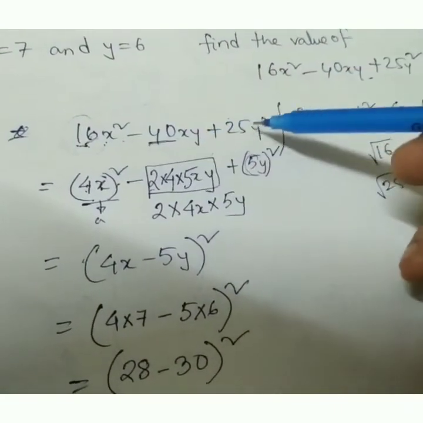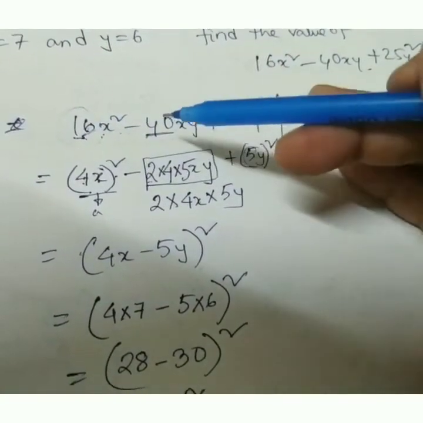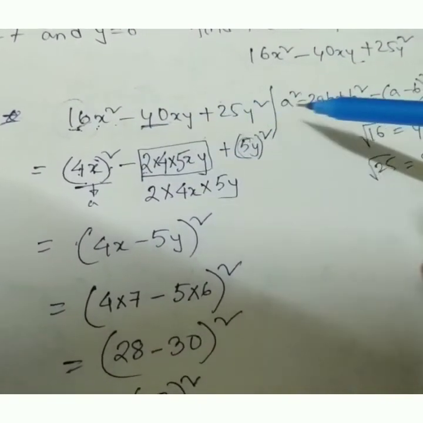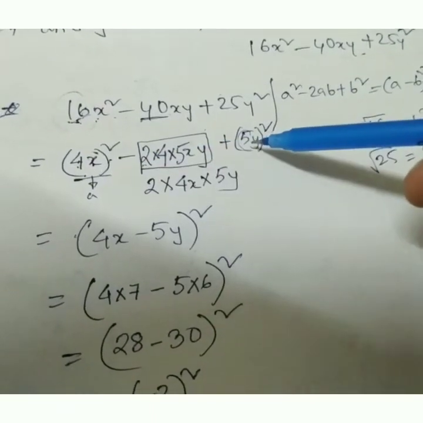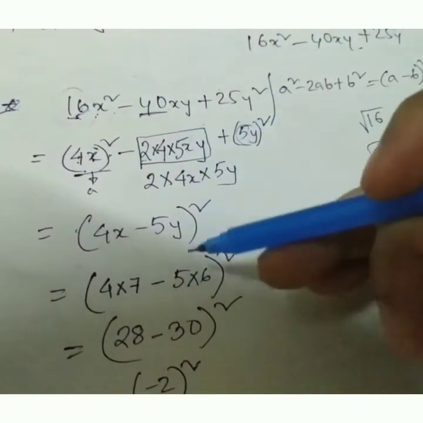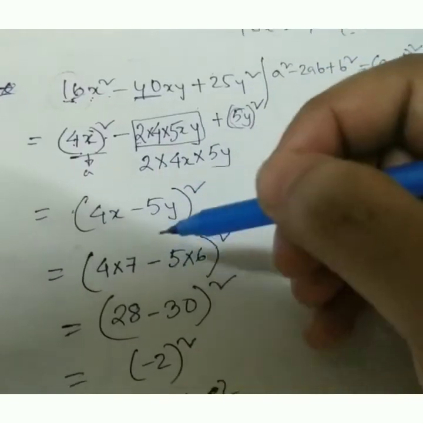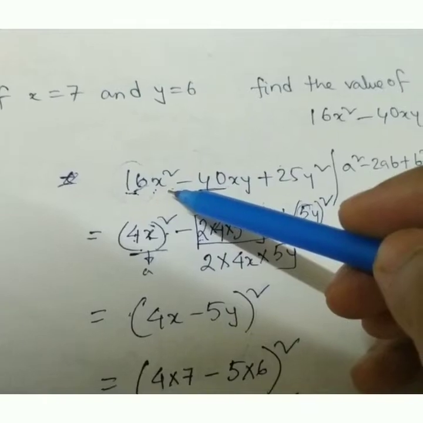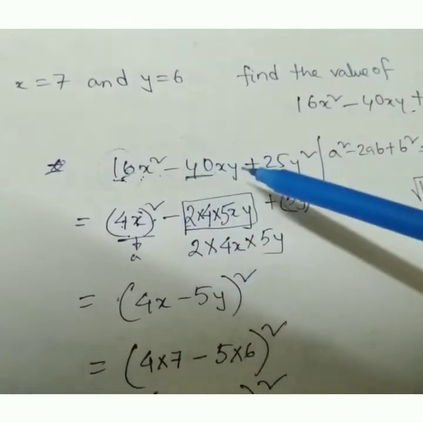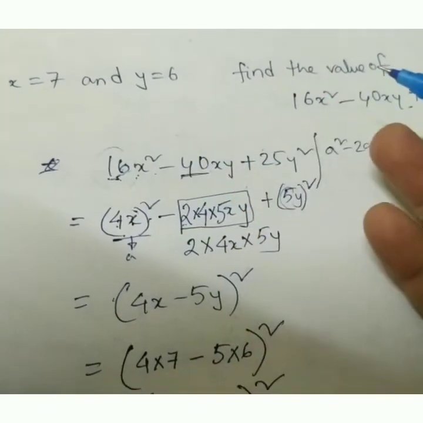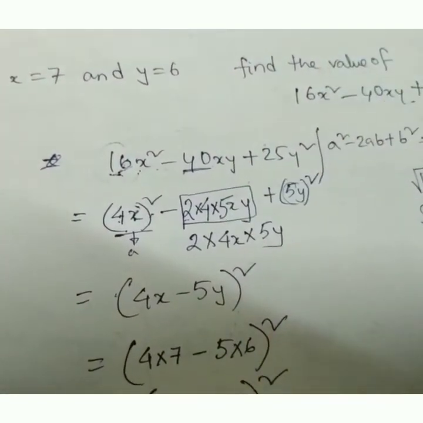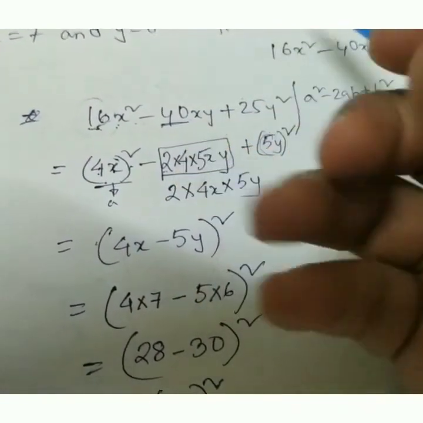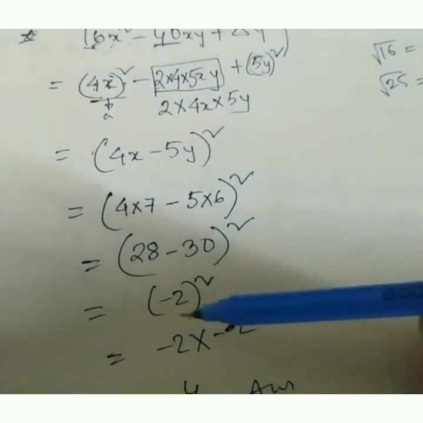So if you actually try to reduce an expression, you can do it by using a formula. So this was actually in the formula of a square minus 2ab plus b square. So I reduced it and I didn't have to do any sort of big calculations. If you would have put 7 over here directly, or the value of x and y directly, you would have required large calculations. But since I converted it, I simplified this problem into a smaller one.